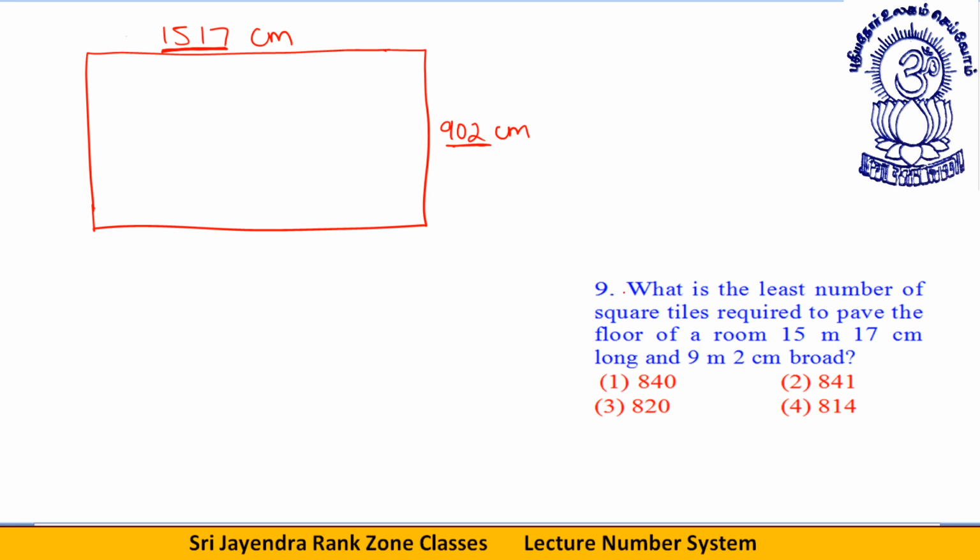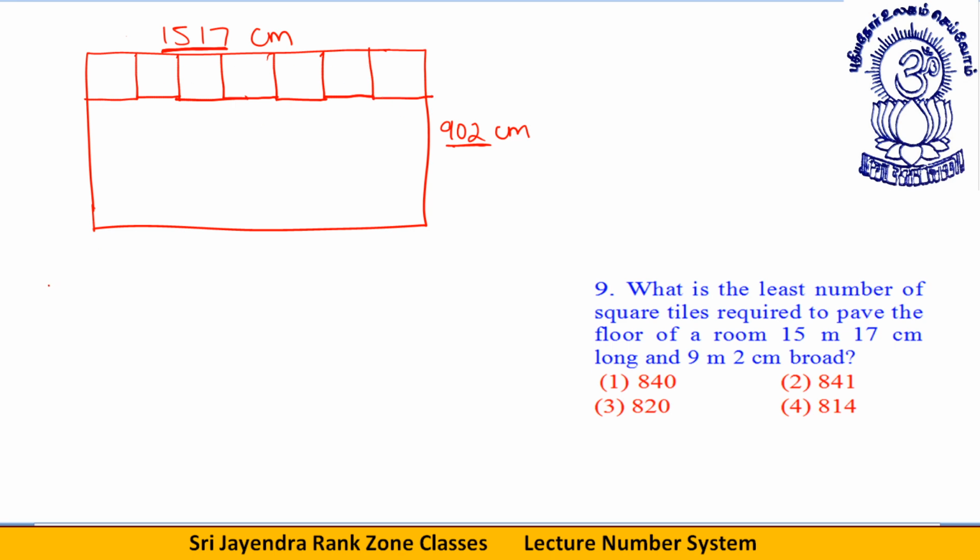What is the least number of square tiles required to pave the floor of a room 15 meters and 17 centimeters long and 9 meters 2 centimeters broad? I need the minimum number of tiles to pave this way. If I take a very big tile, and one tile can do it all, then one will be the minimum. But if I need to tile this entire area, it's not mentioned in this question, but always the tile should cover the entire length this way. I need not break any tile into smaller parts. All the parts should be exactly the same.